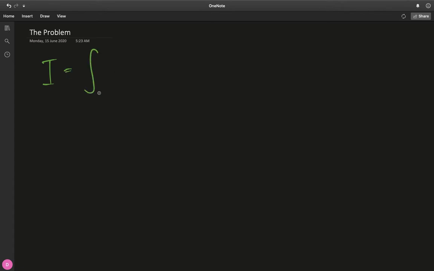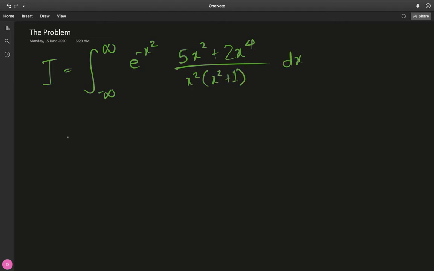This is defined as the integral from negative infinity to positive infinity of e to the negative x squared times (5x squared plus 2x to the fourth) divided by x squared times (x squared plus 1) dx. And before saying much about this integral, notice that we have a factor of x squared in the numerator and a separate x squared in the denominator. So let's cancel them out.